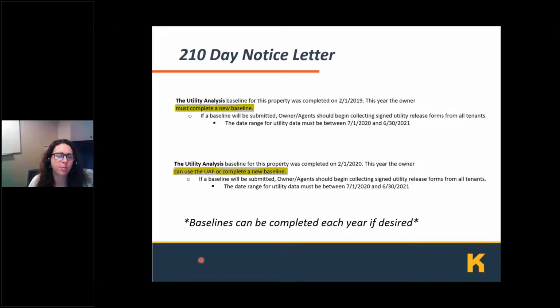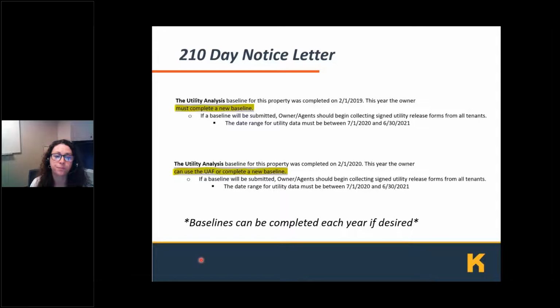Here's just an example, a little snip of that letter, in case you are fairly new. I'll bring your attention to the first example here, where it's highlighted: must complete baseline. Right before that, we let you know when the last time your property completed a baseline. In this example, a baseline was completed in February of 2019. So that means that this property does not have a choice. They have to complete a baseline analysis.